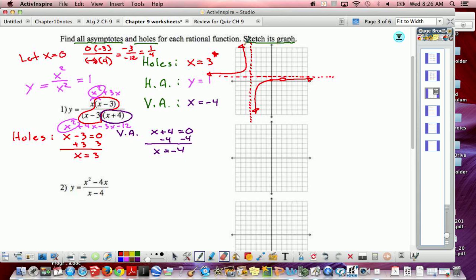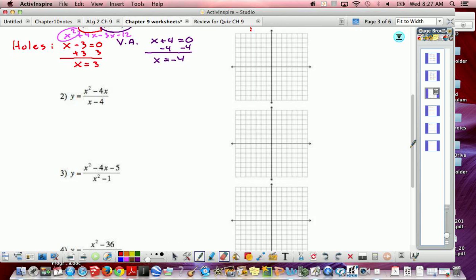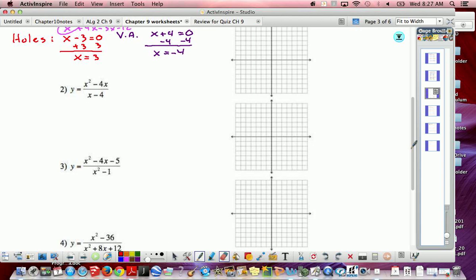All right, that takes care of number 1. All right, moving on to number 2. Again, I'm going to think about my holes, my vertical asymptote, and my horizontal asymptotes.